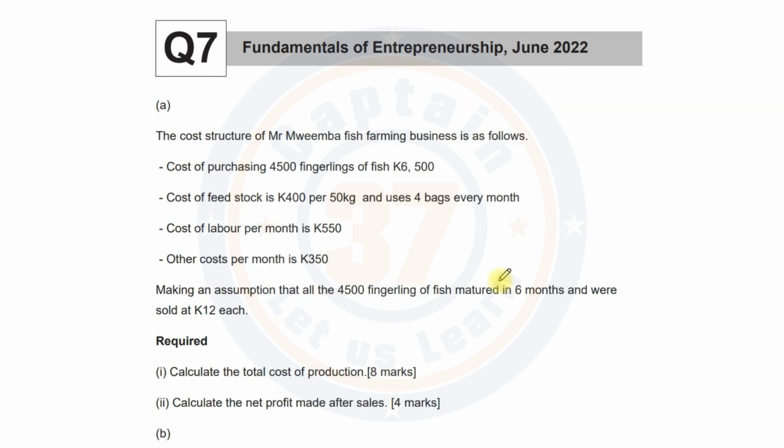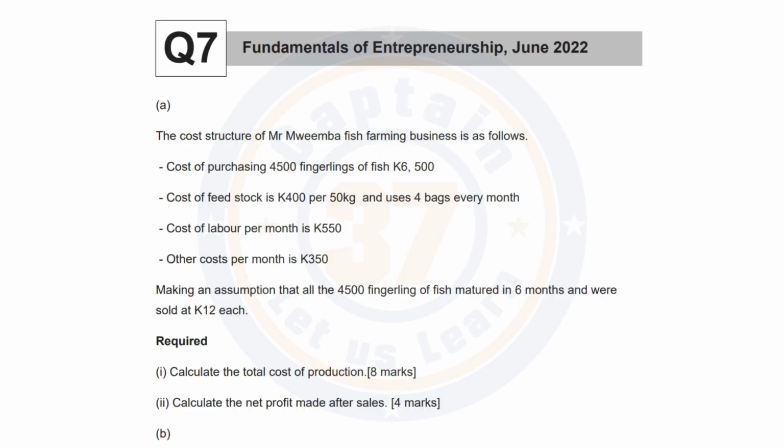This one over here, June 2022, question number 7. In this question, we are required to calculate the total cost of production. To calculate the total cost of production, what we need to do is to look at the information that's been given. We have been told that the cost structure of Mr. Mwemba fish farming business is as follows.